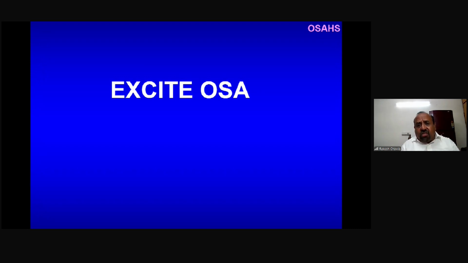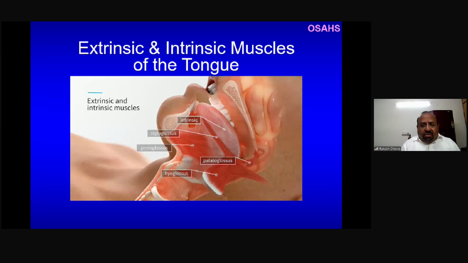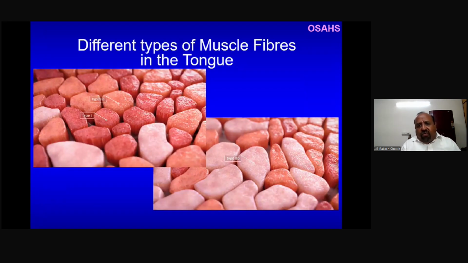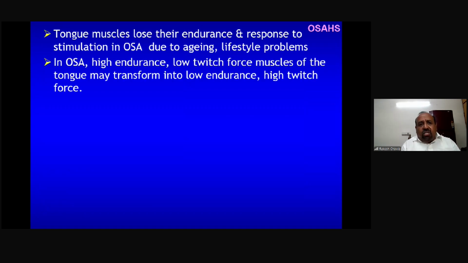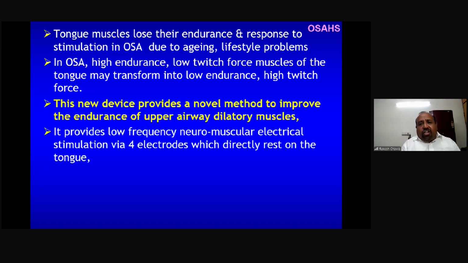Another recent arrival is Excite OSA. We know these are the intrinsic, extrinsic muscles of the tongue: genioglossus, hypoglossus, palatoglossus, styloglossus. And this is the microscopic picture of these muscles. What this does, the tongue muscles lose their endurance in response to stimulation in OSA due to aging or lifestyle problems. The endurance is decreased.